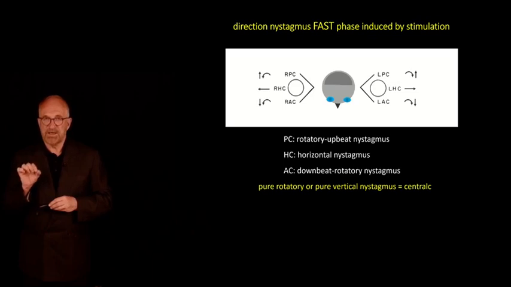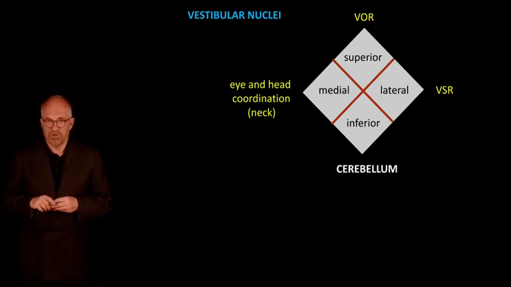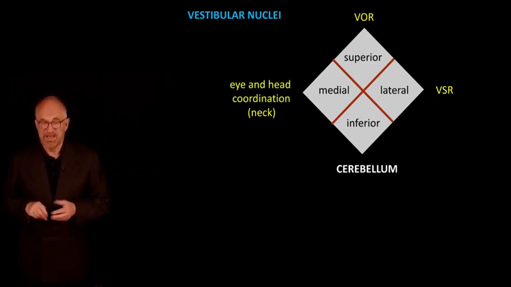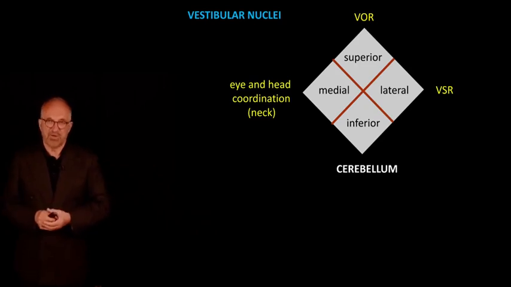And as you can see clearly, there is no pure rotatory or pure vertical nystagmus that you can create by a peripheral stimulation. It can be if you make a strange combination of lesions, for example, but normally when you see a pure rotatory or pure vertical nystagmus, it means that there is a central pathology.